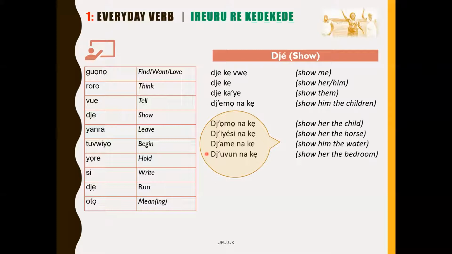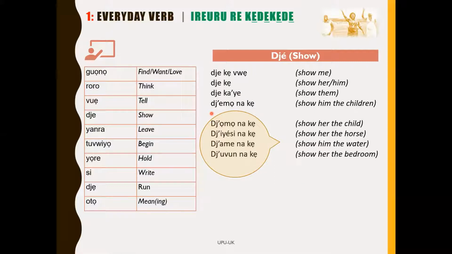Bedroom is uvun. Uvun begins with U. It becomes guvunake. Show her the children. Show her the bedroom.